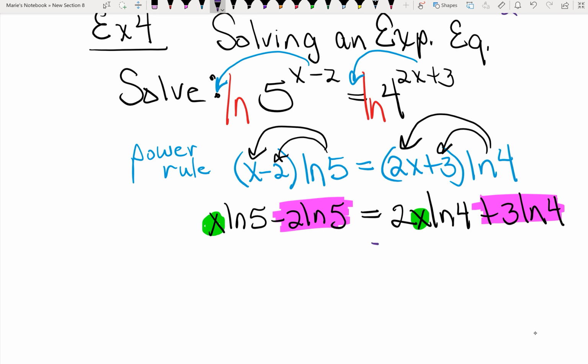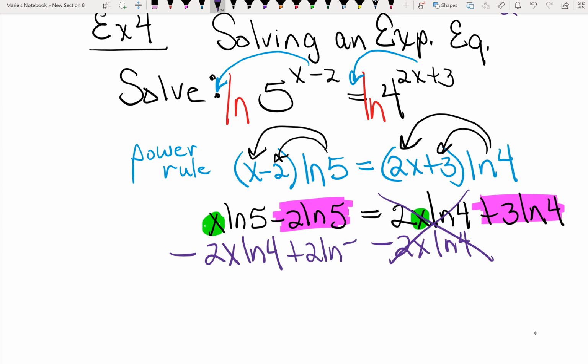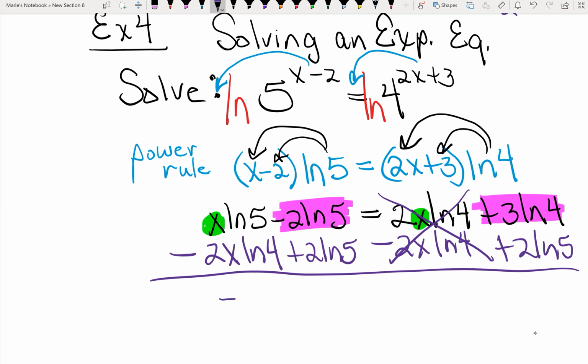If I subtract the 2x natural log of 4 and bring it over here, all right, so if you notice, I'm going this route, so I'm canceling it on this side. I want to then add 2 natural log of 5 on this side. All right, and so now that we have this grouped together, we have negative x natural log of 5.